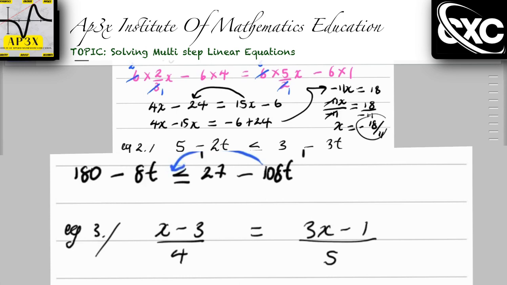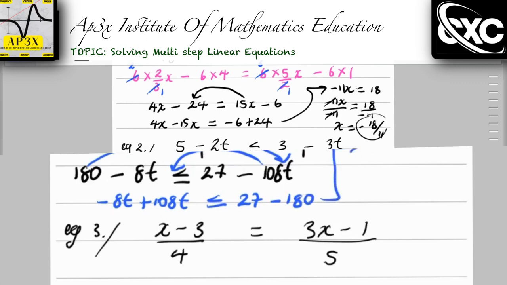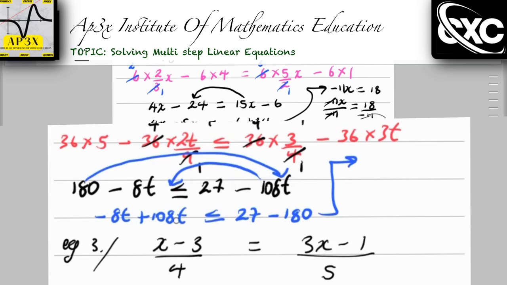So I'm going to end up with negative 8t plus 108t, and that's going to be less than or equal to, I didn't touch the 27, but then I'm going to simply move the 180 back over to that side then. So that's 180 becomes negative 180. So now I end up with negative 8t plus 180 gives me 100t. All right, and then of course that's going to be less than or equal to 27 minus 180. That's going to be negative 153.